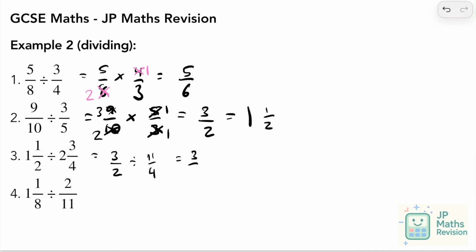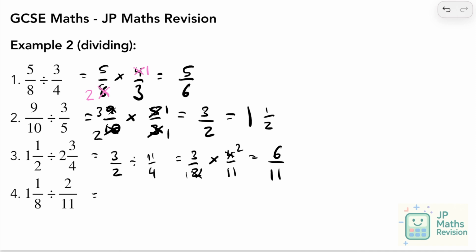So I'm going to take 3 over 2 and multiply it by the reciprocal of 11 over 4, so that's 4 over 11. Then I can spot on the diagonal we have 2 and 4, so they both have 2 as a factor. So I can divide 2 by 2 to get 1, and 4 by 2 to get 2. So I have 3 times 2, which is 6, over 1 times 11, which is 11. So the answer to that one is 6 over 11.